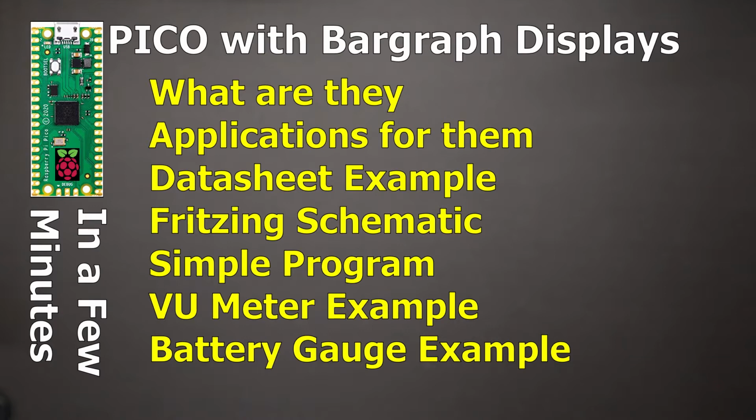Then we'll take a look at it on the breadboard so that you get that familiarity between the Fritzing diagram and the actual breadboard. And then we're going to take a look at three different ways we can utilize this bar graph display to communicate a message. We'll look at first just basically turning on the individual segments. Then we'll look at a VU meter example. And then finally, one of the more common ones we see today, a battery level indicator gauge.